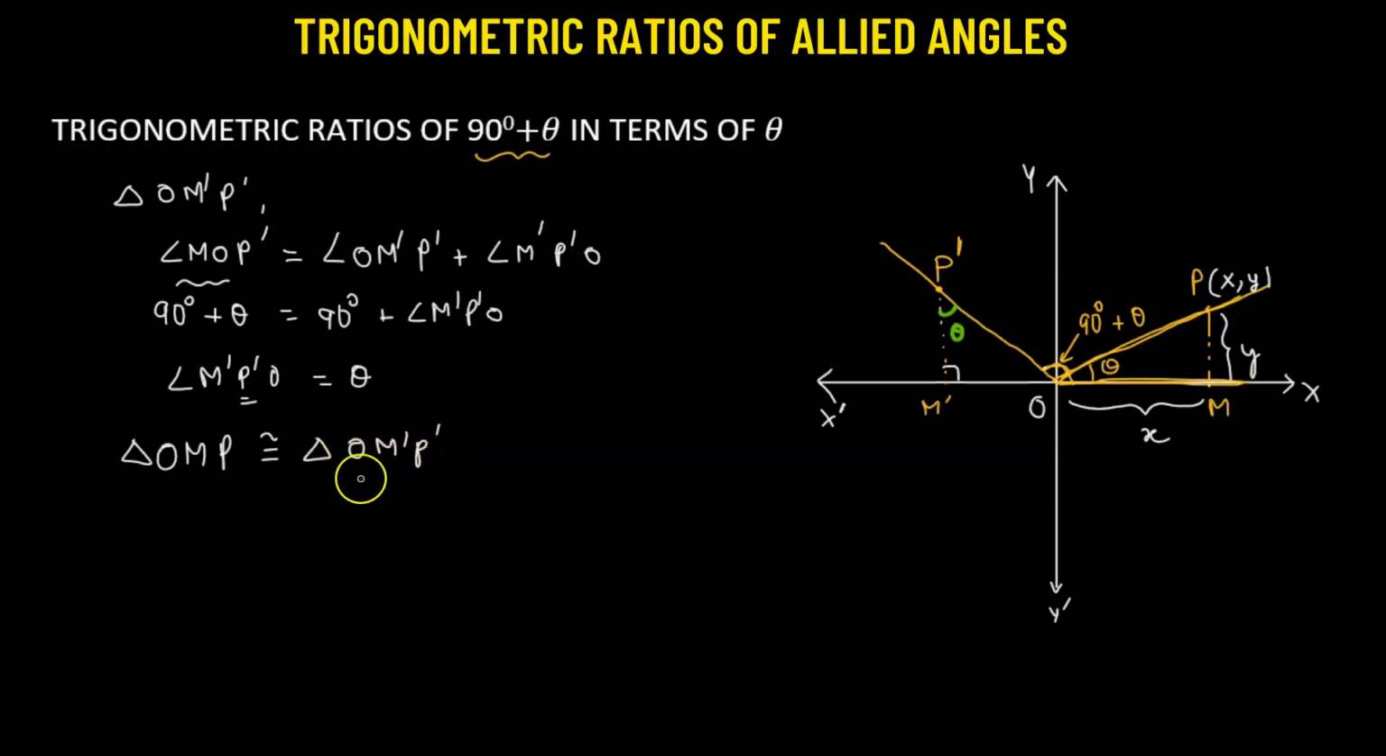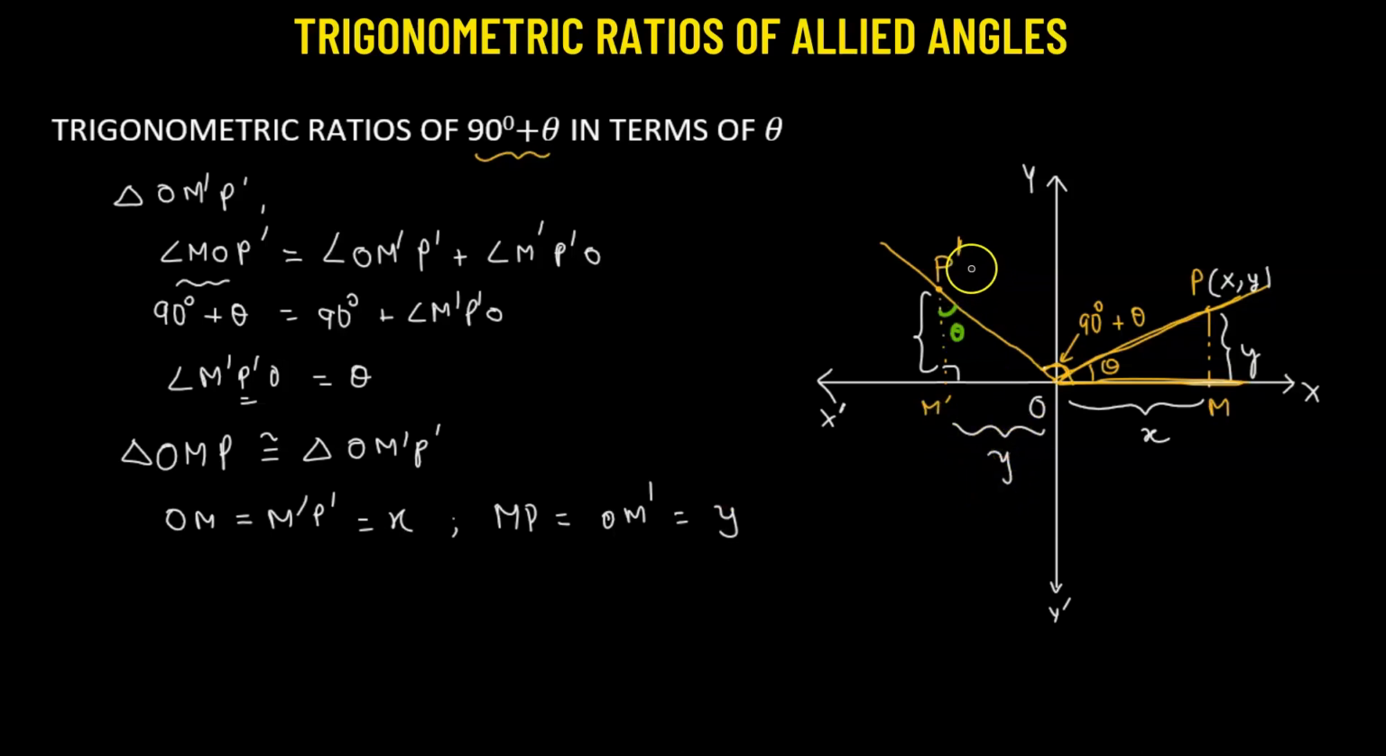Since they're congruent to each other, here we have to be a little bit careful with our sides. So OM will be equal to, no, not OM prime, but it will be equal to M prime P prime. Now since OM we have already defined as X, M prime P prime is X. We can also say that MP will be equal to OM prime. And since MP is equal to Y, OM prime will be, magnitude wise, equal to Y.